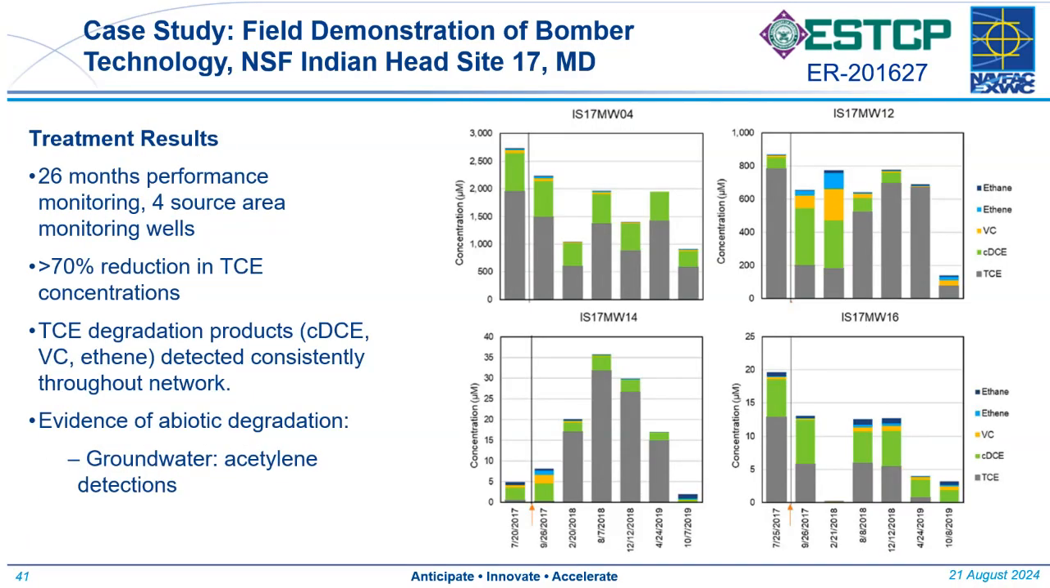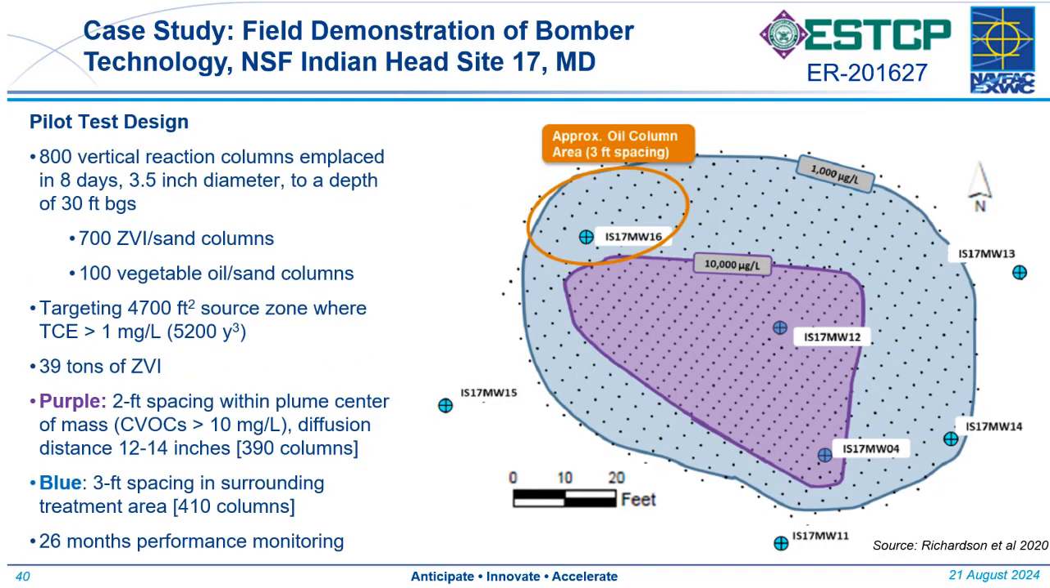And here are some example treatment results. In general, there was about a 70% reduction in TCE concentrations. They saw a lot of TCE degradation products: cis-DCE, vinyl chloride, ethene, acetylene. Remember, this is a technology demonstration, not a site-wide cleanup. They were just trying to demonstrate that the technology could work. But the part that struck home for me was that they got 800 columns emplaced in 8 days. Just a really remarkable speed of emplacement of this reactive material.